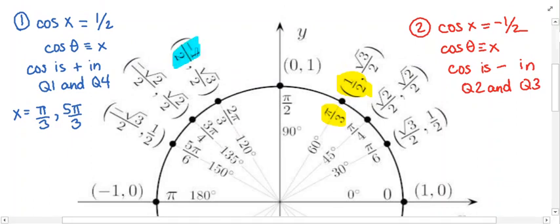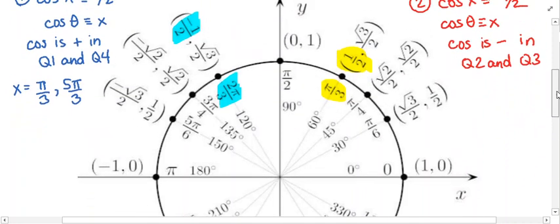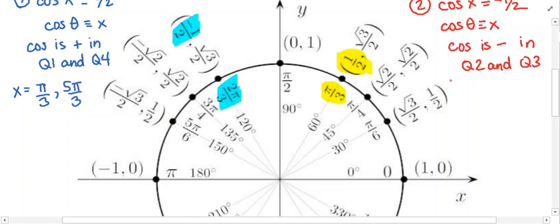Okay, so that's going to be right here. So 2 pi over 3 is going to be a solution. And then also down here, we have an x-coordinate of negative 1/2, so that's going to be 4 pi over 3. Okay, so we get two solutions out of this equation. So x can be 2 pi over 3, or it can be 4 pi over 3. The cosine of those angles is negative 1/2.